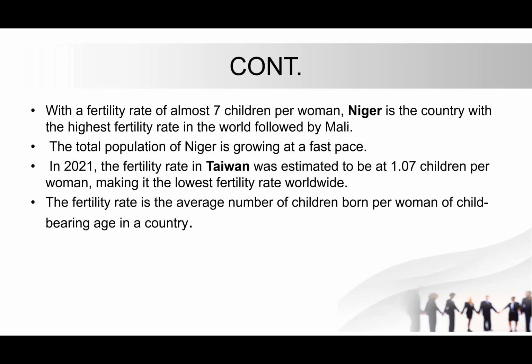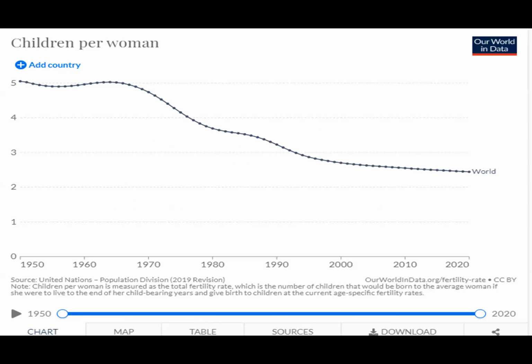In 2021, the fertility rate in Taiwan was estimated to be 1.07 children per woman, making it the lowest fertility rate worldwide. The fertility rate is the average number of children born per woman of childbearing age in a country. This picture shows children per woman from 1950 to 2020. In 1950, it was in the range of 5, and it decreased by 2020 to about 2.5 children per woman.